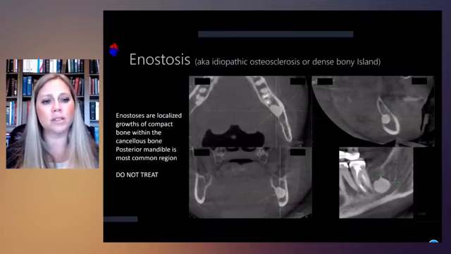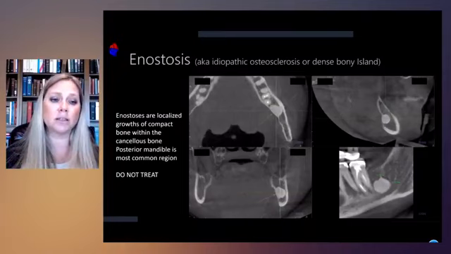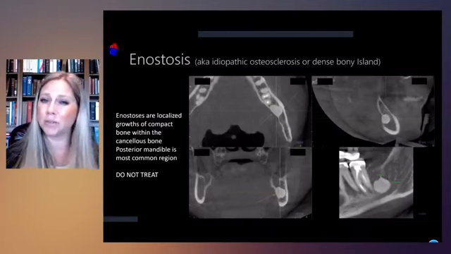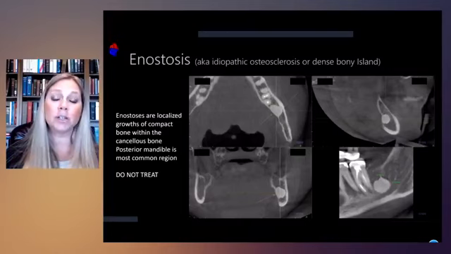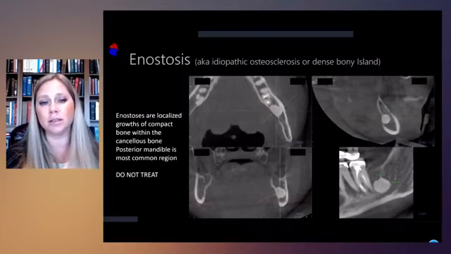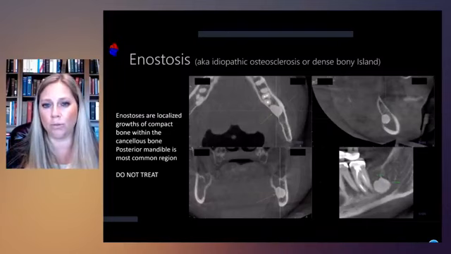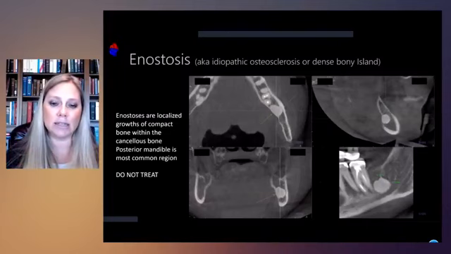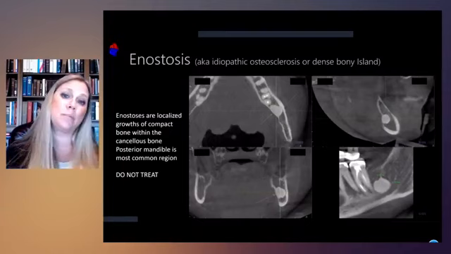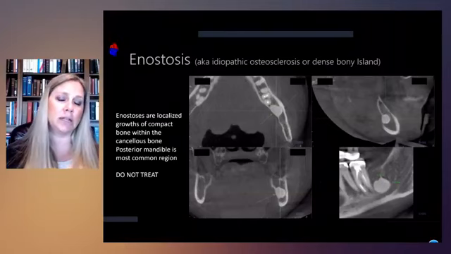Now, the posterior mandible is the most common, but it can be anywhere. And this is a do not touch lesion, or entity, I should say, because it's really not a lesion. But we do get sent this all the time. Doctors are very concerned. They want to do a biopsy on this, and really we don't need to do anything because it's just dense cortical bone. Now, this particular entity, when it's in the more immature stage, will look more hypodense, but it'll increase in density over the lifetime of the patient.